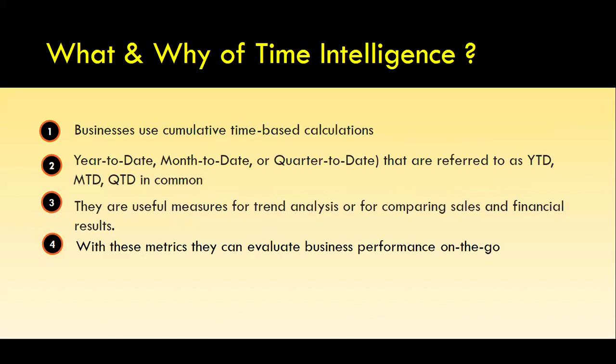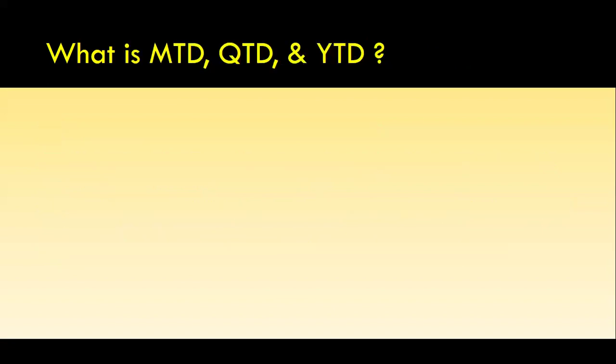So far we understood the what and why of time intelligence. Businesses want to use some cumulative time-based calculations. As part of this, the common measures are used in almost all analytics projects, whatever industry you take. The finance department will be using these more frequently, and not only finance, various other departments are also using them. So now let us go ahead and understand what exactly month to date, quarter to date, and so on are.